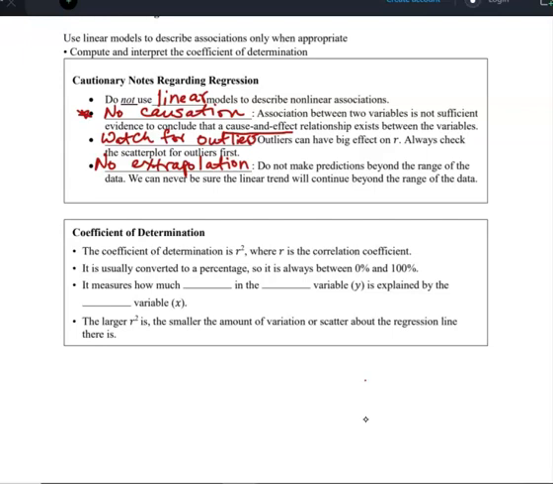And it measures how much variation in the dependent variable is explained by the independent variable. So in other words, how much are those Y values in the model explained by the X values? Obviously, the higher that percentage, the higher the coefficient of determination, the better your model. That gives you an idea of how good your model is. The larger R squared is, the smaller the amount of variation or scatter is going to be in the regression line. So we're hoping for a larger R squared value.